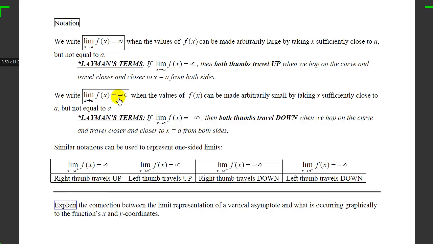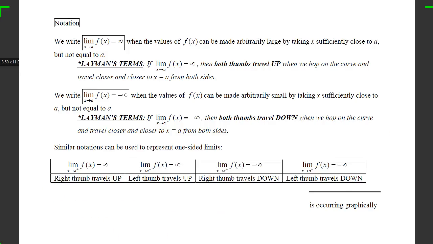By contrast, we can write the limit as x approaches a from both sides of f of x equals negative infinity. When that is written, it means that the y values can get arbitrarily small as x gets closer and closer to a. In layman's terms, if we hop on the curve to the left and right of a, then both thumbs are going to travel down as we get closer and closer to a from both sides. We can use similar notations to represent one-sided limits. What I'd like to do here for a second is draw little pictures that go with each of these so that you can see how it works graphically.